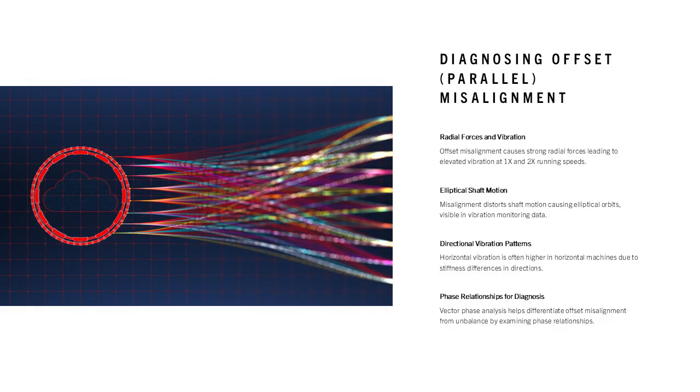This slide explains diagnostic indicators, including waveform distortion, directional patterns, amplitude differences across bearing locations, and how vector-phase relationships help distinguish offset misalignment from unbalance. A diagram placeholder is provided for visualizing shaft centerline displacement.